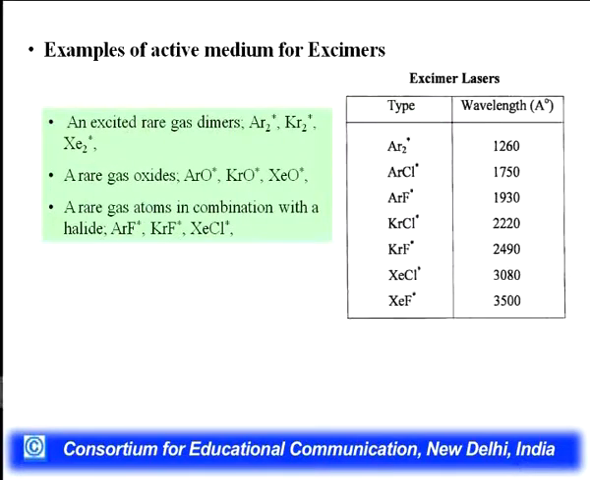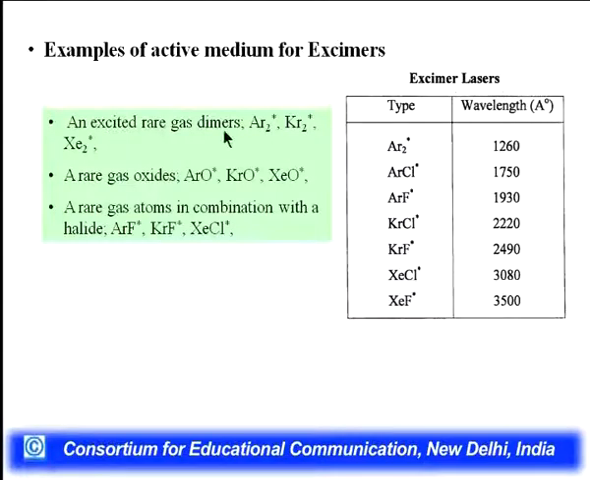And examples of active medium for the dimers: what type of gases do we use to get that Excimer laser? We have the excited rare gas dimers like argon, krypton and xenon, and these give different wavelengths of different Excimer lasers. Here we are using argon as a dimer, then its wavelength is 1260 angstrom. Argon chloride wavelength is 1750, argon fluoride 1930, krypton chlorine 2220, and so on. These are the different types of Excimers and they give this type of wavelength.